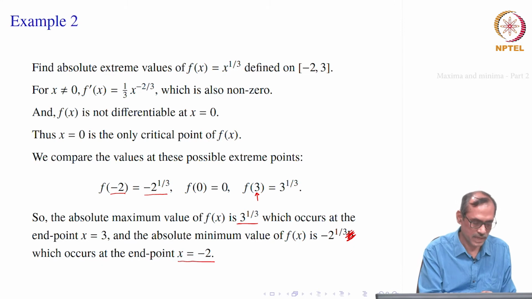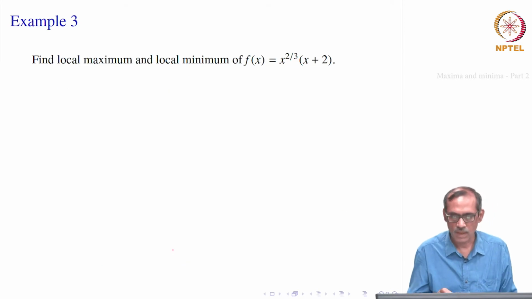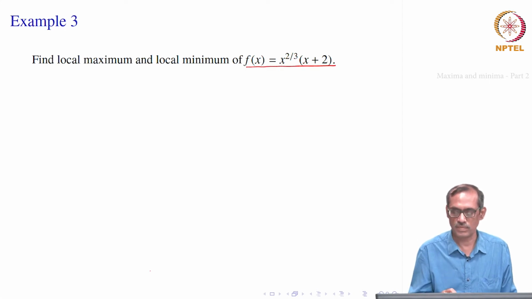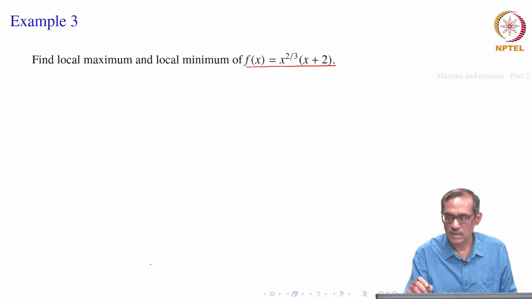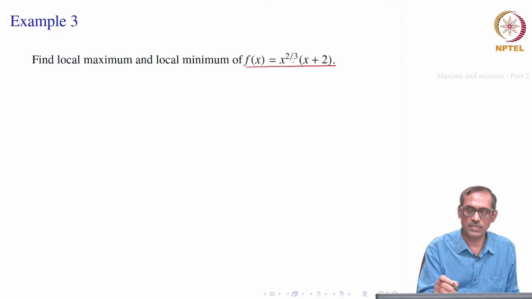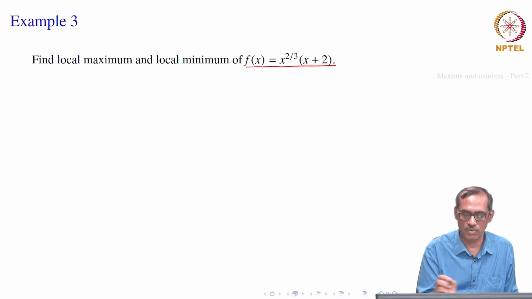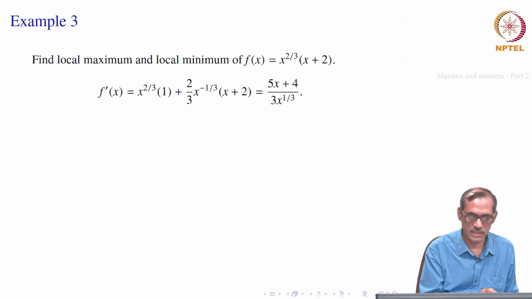Okay. So, we will take some more examples. Let us say the function is given as f of x equal to x to the power 2 by 3 into x plus 2. What is the domain? It is defined everywhere of course, right. So, we have to find its local maximum and local minimum. So, that means they will occur at critical points. There is no end point here, right, the domain is the whole of R. So, all are interior points.